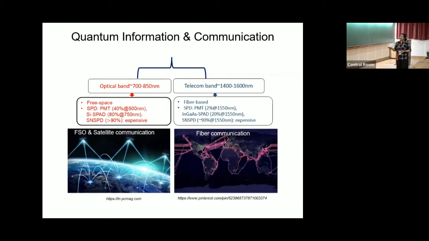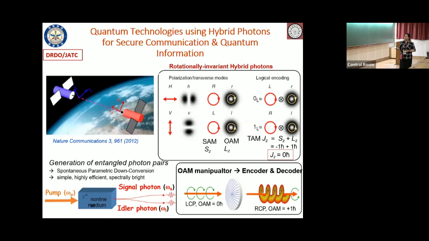On the other hand, in the telecom band, people are usually talking about fiber-based applications. Here, there is a problem with the detectors because they are not so efficient. I'm speaking about the APDs, but again, SNSPD detectors are highly efficient, but they are very bulky and also very expensive. So there are pros and cons, but people nevertheless work, and there's already a lot of development in all these regimes.